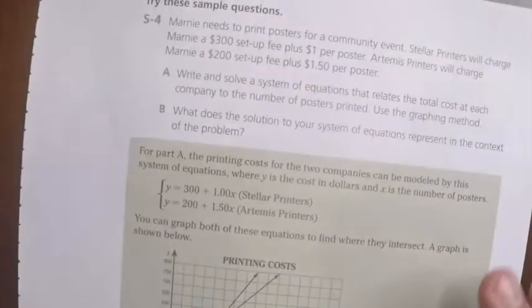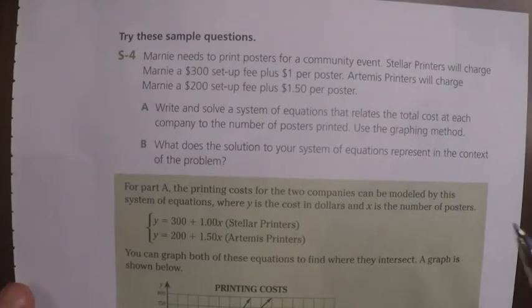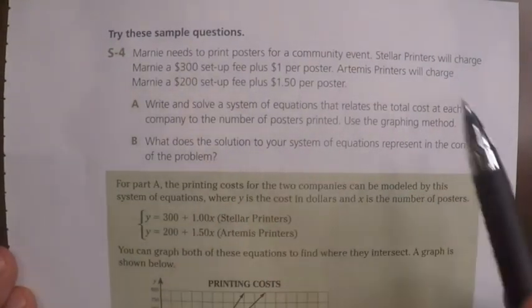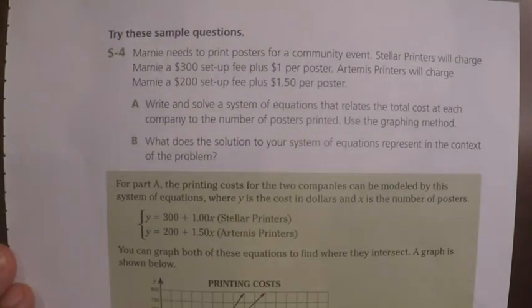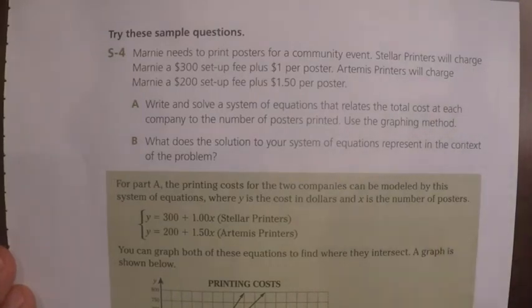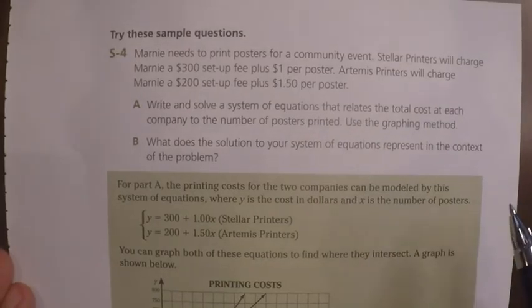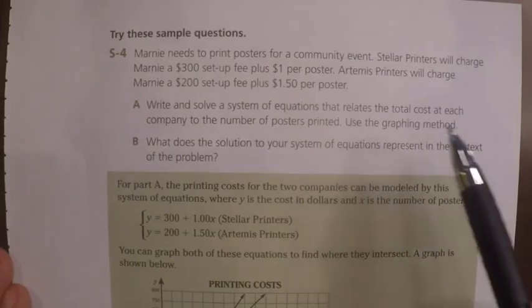So now looking at sample question 4. Sample question 4 says, Marnie needs to print posters for a community event. Stellar Printers will charge Marnie a $300 setup fee plus $1 per poster. Artemis Printers will charge Marnie a $200 setup fee plus $1.50 per poster. Write and solve a system of equations that relates to the total cost at each company using the graphing method.